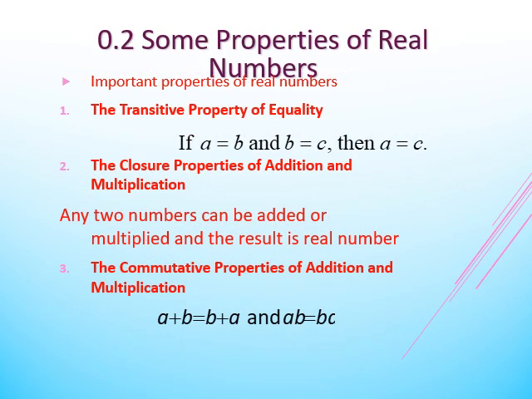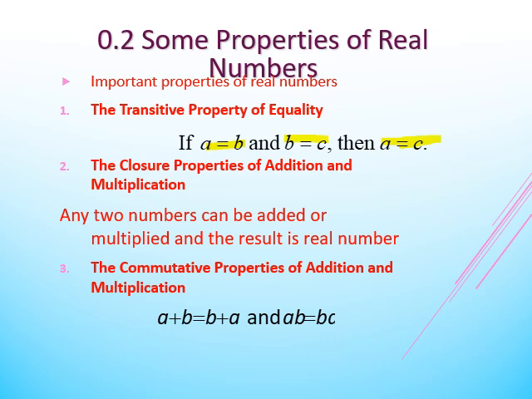Let's move to the second section, which is some properties for the real numbers. The properties of real numbers are very important, and you should know the mathematical terminology for each one. We start with the transitive property, which is if we have A equals B and B equals C, then A equals C.